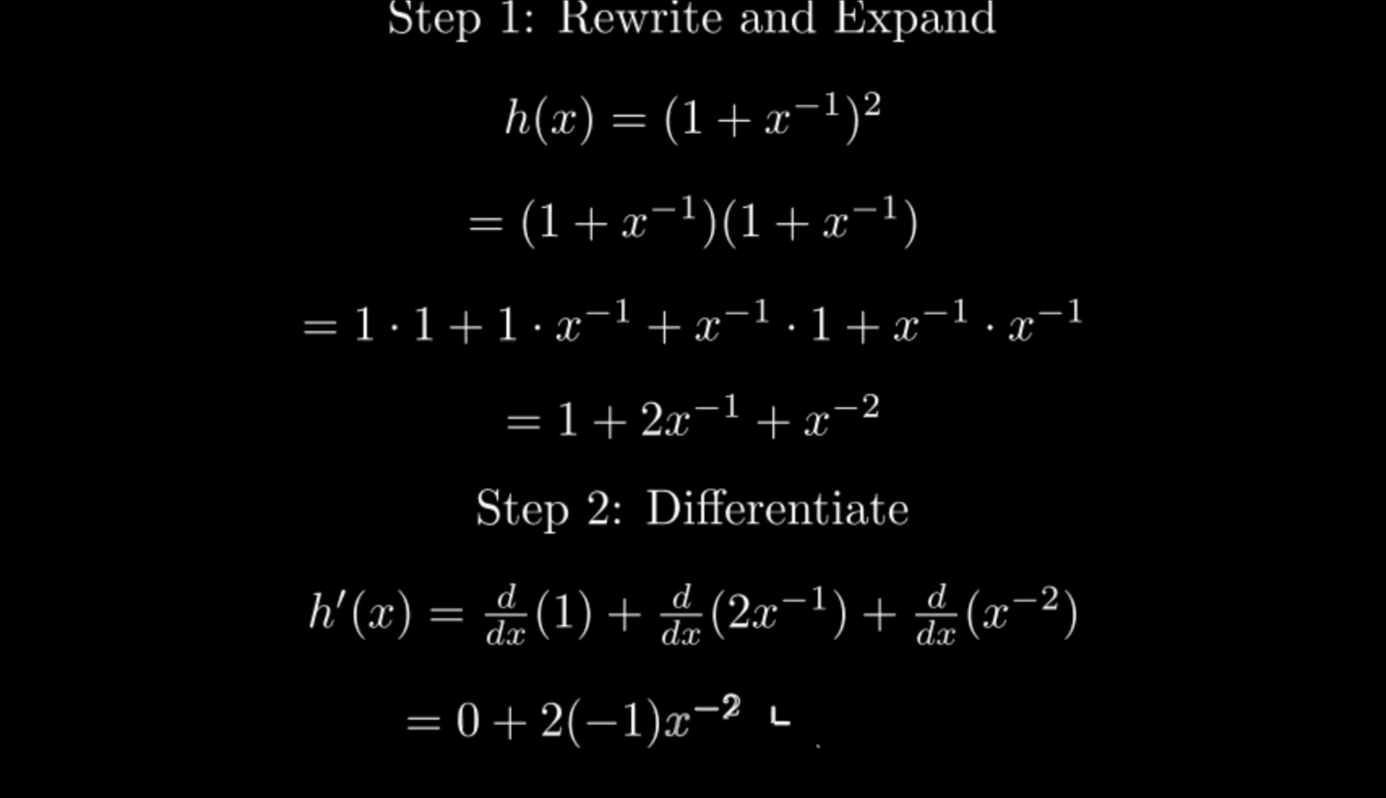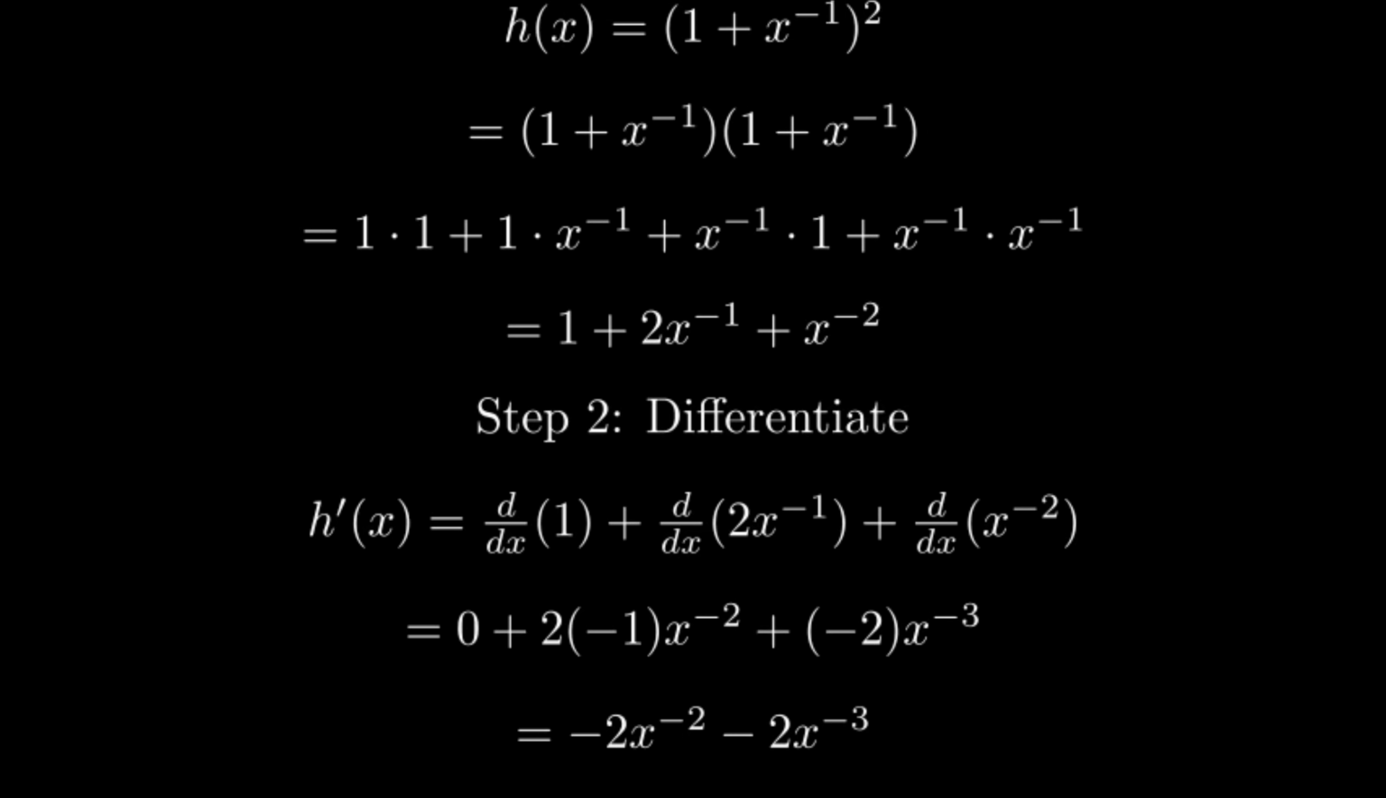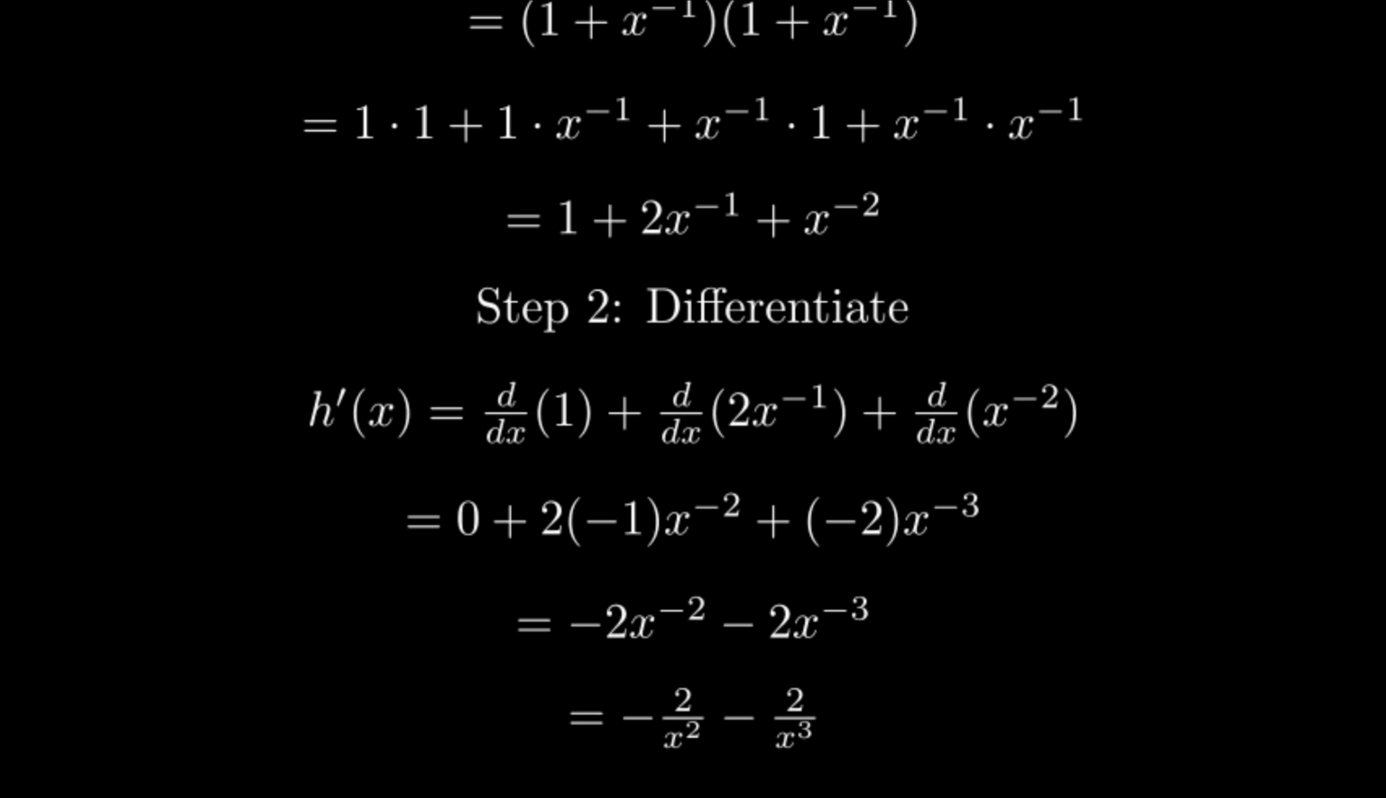Now, it's in a form we can handle. We differentiate term by term. The derivative of the constant 1 is 0. The derivative of 2x to the negative 1 is negative 2x to the negative 2. And the derivative of x to the negative 2 is negative 2x to the negative 3. So our derivative is negative 2x to the negative 2 minus 2x to the negative 3. We could also write this answer using fractions as negative 2 over x squared minus 2 over x cubed.